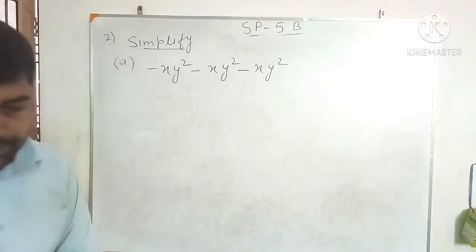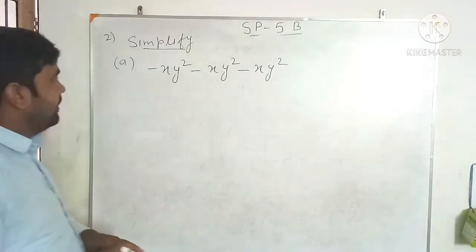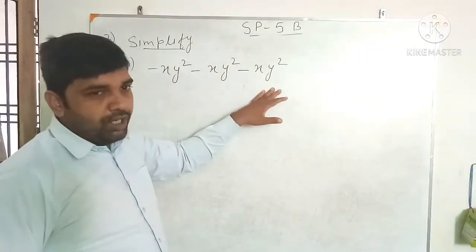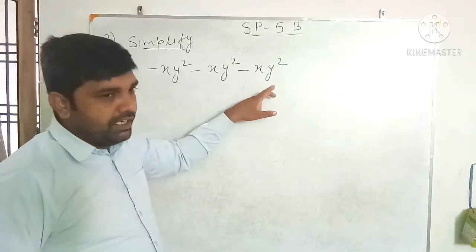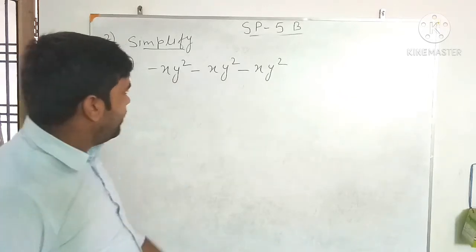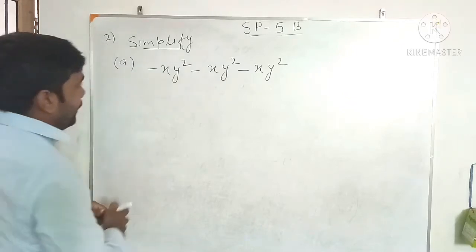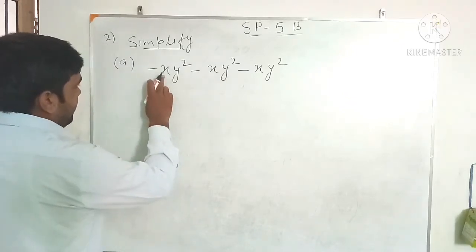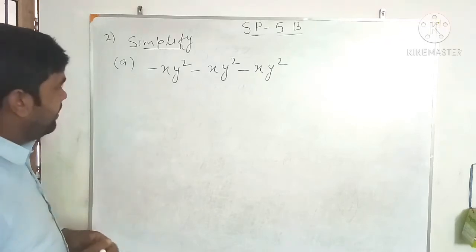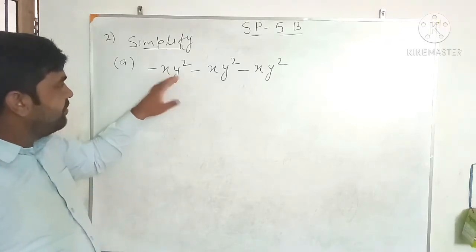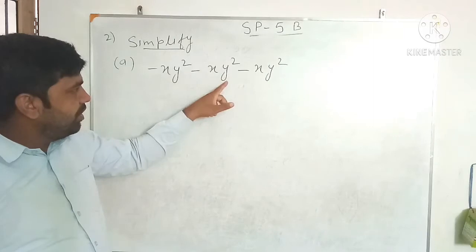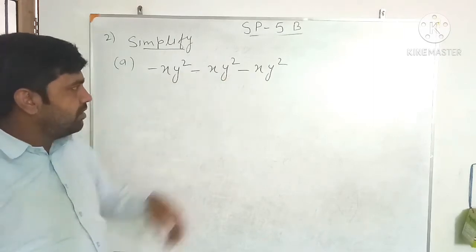In this also you see there are 3 terms. This polynomial has 3 terms, 1, 2 and 3, and all 3 terms are like terms because all have the same variable and same degree. So again, nothing is multiplied here means 1. The numerical coefficient of minus xy square is what? Minus 1. The numerical coefficient here is also minus 1.